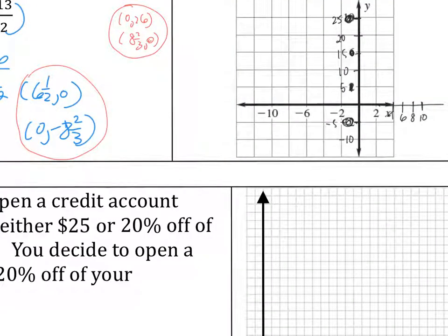Okay, now we need to graph these equations. So I rewrote the coordinate points here for the first equation, and I'm going to graph that using red. So I changed the increments, so please change it as well. 0, 26, 8 and 2/3. It's about here. So I'm going to connect the lines.